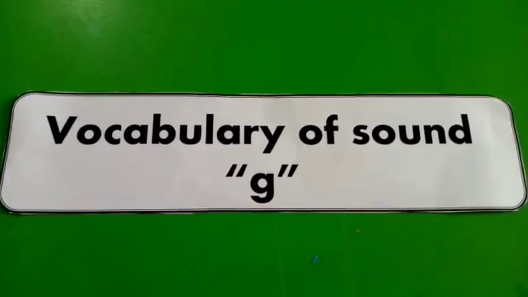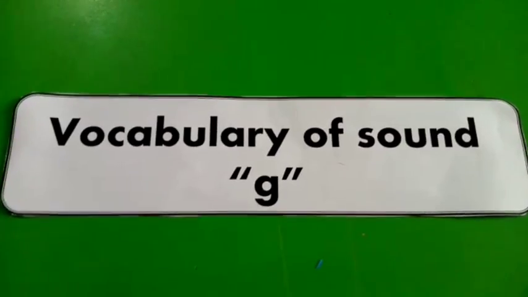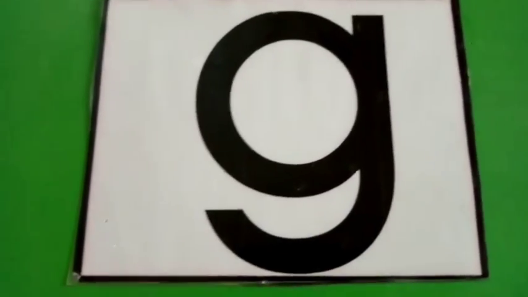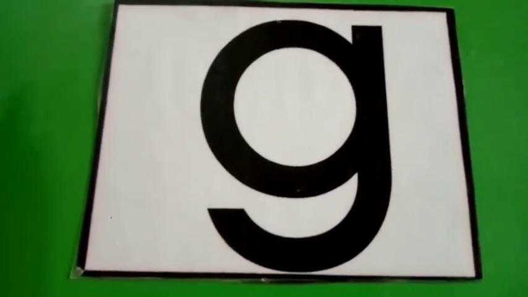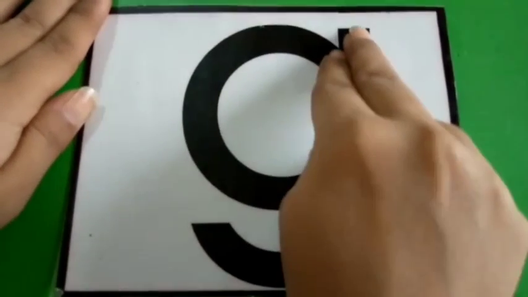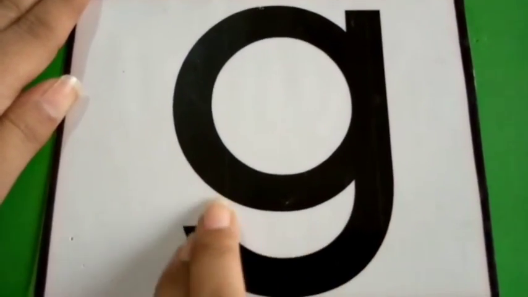Students, today we are going to learn vocabulary of sound G. G. This is G. G is make a curve, go up, come down and down, turn a little.